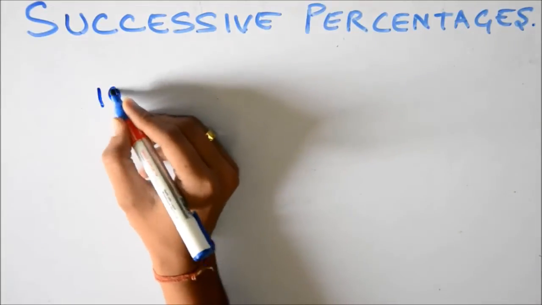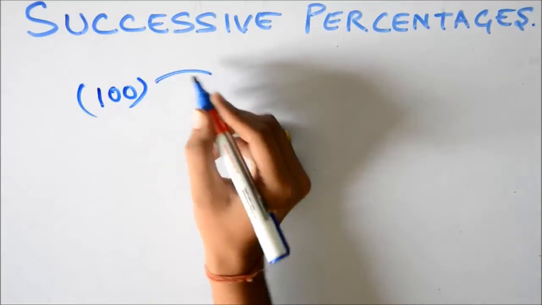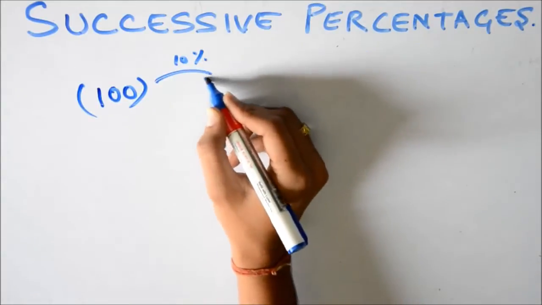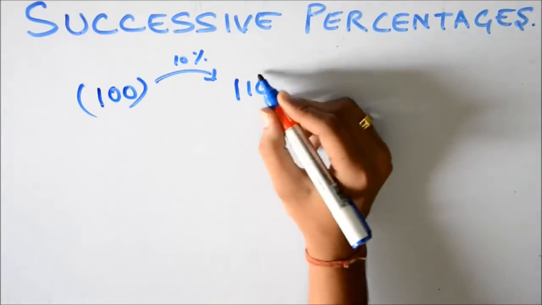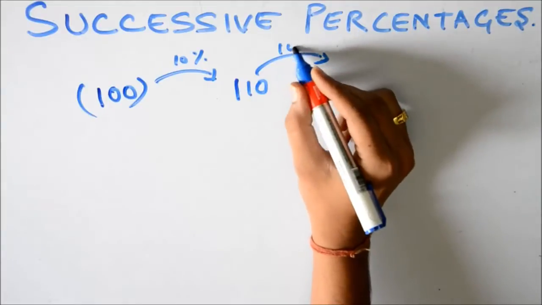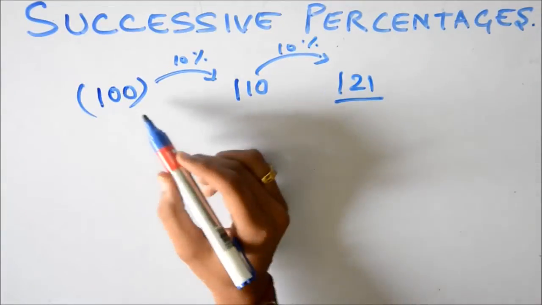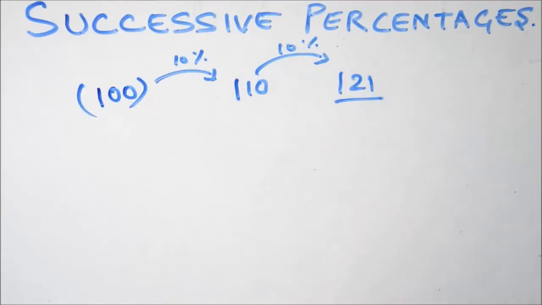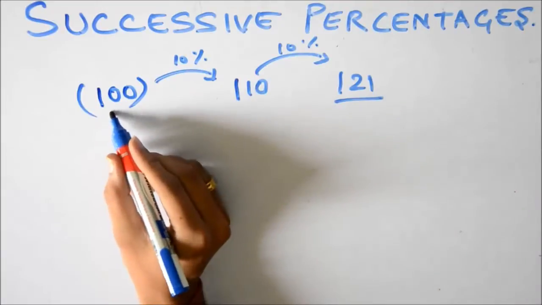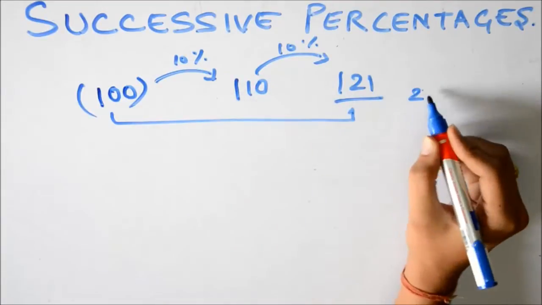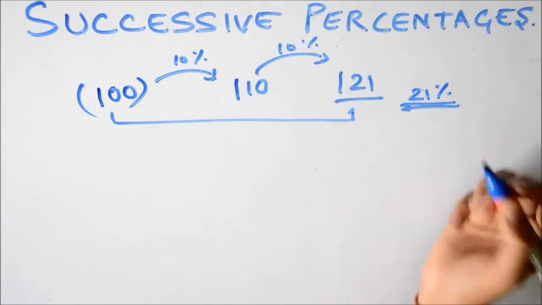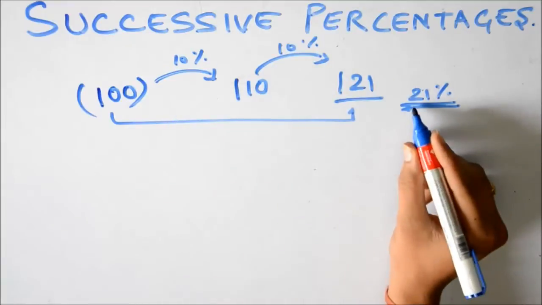Now what is successive percentages? Suppose 100, there's an increment of 10%, it becomes 110. Then again there's an increment of 10%, it becomes 121. Now this is what is known as successive percentages, successive increase. Now how do you calculate what is the overall increase? 21%, right? So now how do we get this 21%?